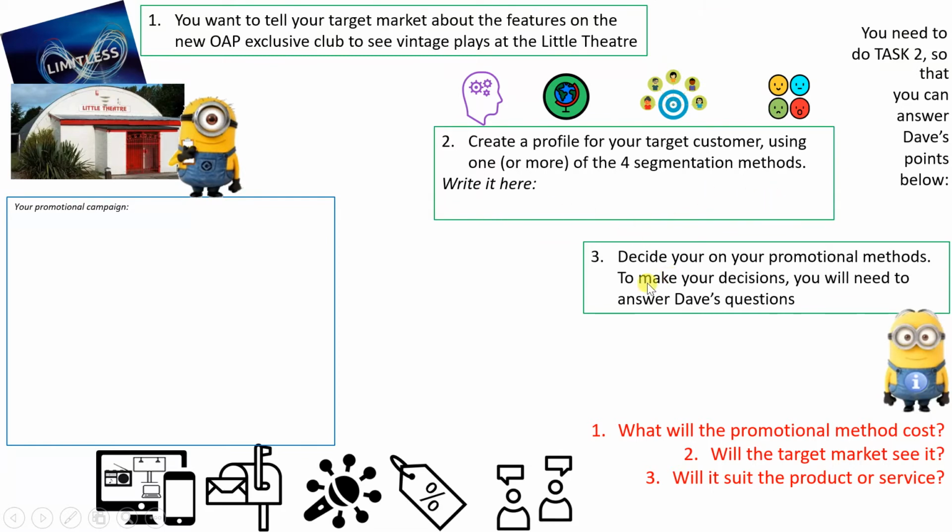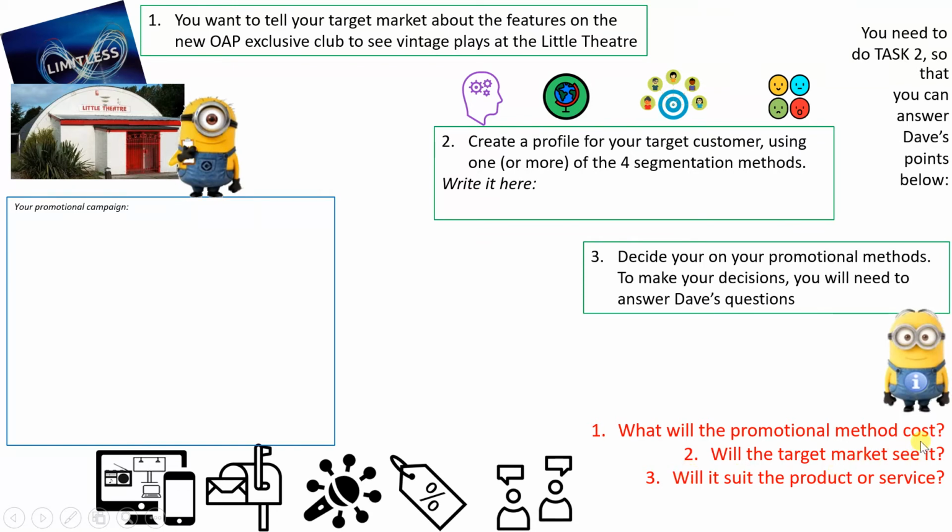Step 3. Decide on your promotional methods. To make your decisions though, you'll need to answer Dave's questions. Before you complete this task, Dave wants you to think about how much will it cost to run that particular promotional method.